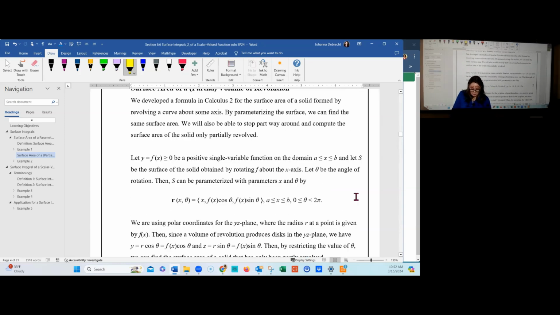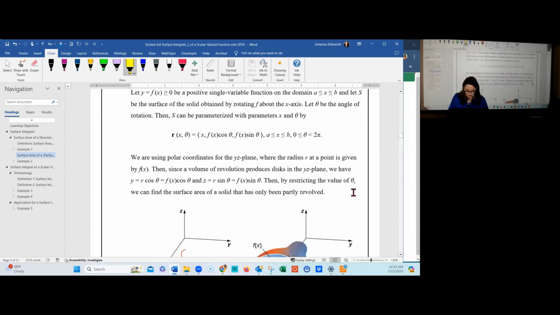Now, if we want to go all the way around, then we will integrate, allowing x to vary from a to b, and theta to vary from 0 to 2 pi. In Calculus 2, we did not do examples where we didn't revolve it completely, but now that we are representing it as a parameterized surface, we are able to go only part way around and still find the surface area of the part that's gone around. Now, the revolving produces a solid, but the surface area is simply the area of the surface of it, the outside of it, not the whole solid.